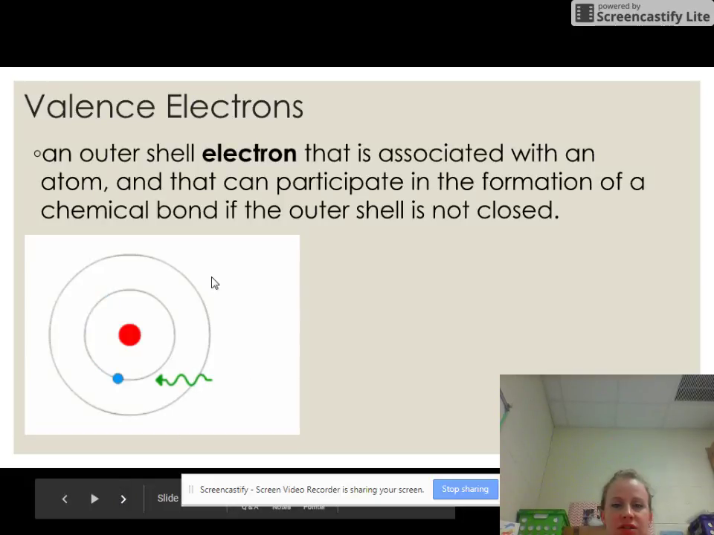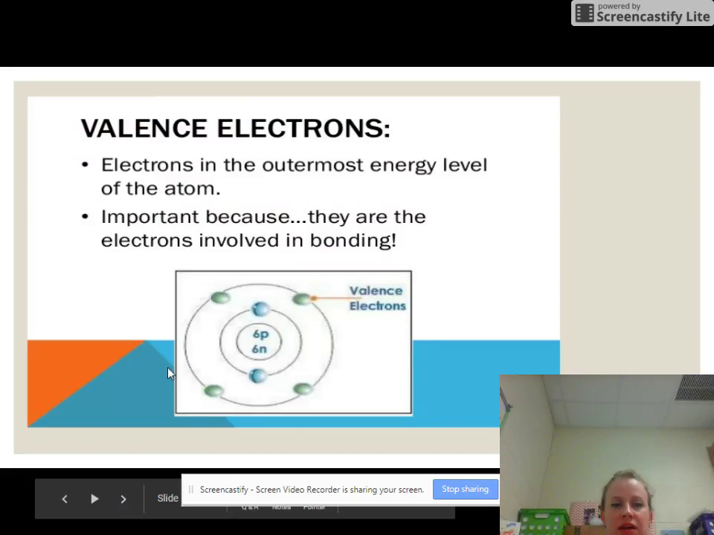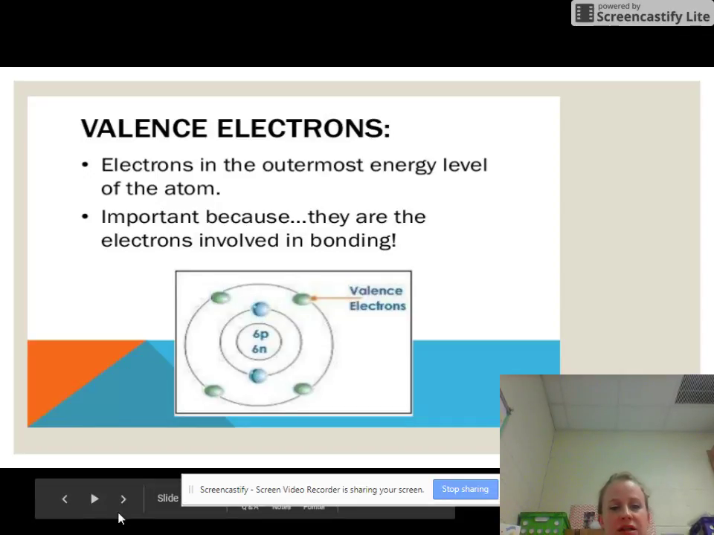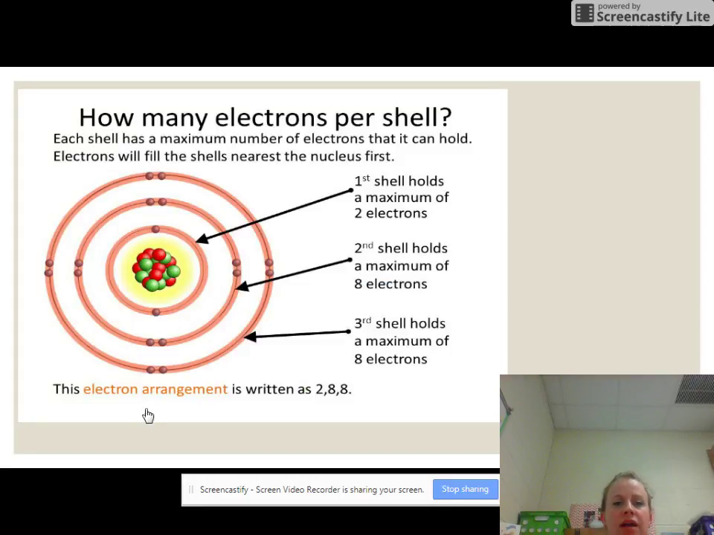Okay, so valence electrons is just the outer shell electron that's associated with the atom, and these are what are going to be combined with other atoms in chemical bonds if that shell isn't closed. Okay, so again, they're the electrons in the outermost energy level, and they're important because these are the ones that will bond. So when we have H2O, like in water, that's the part of the hydrogen that's going to bond with the other hydrogen and oxygen.